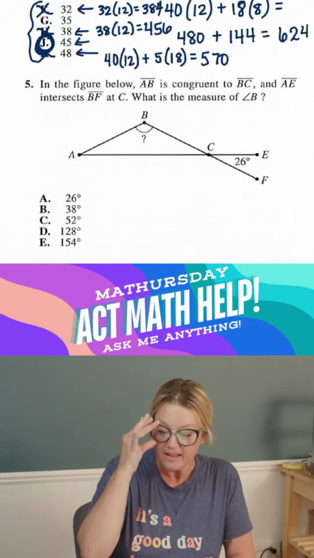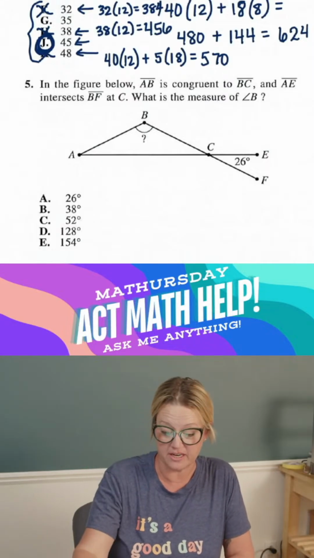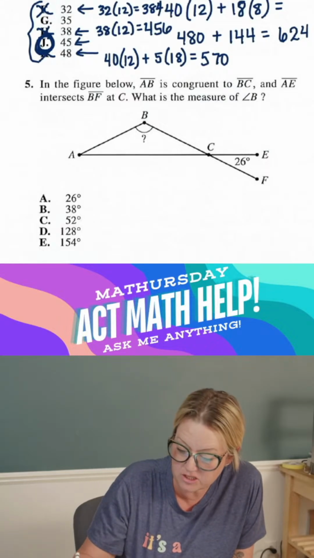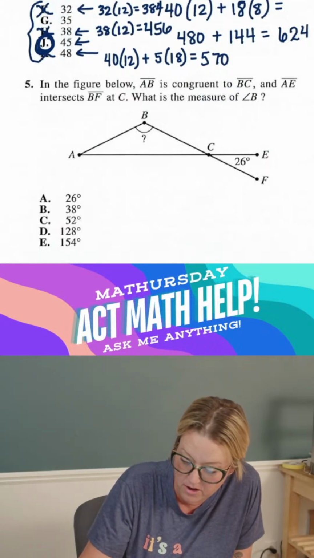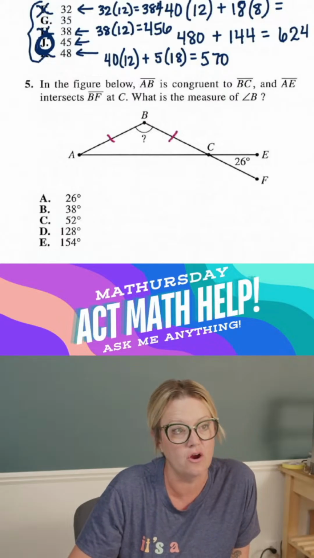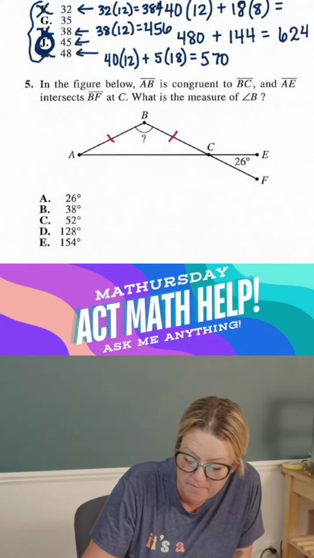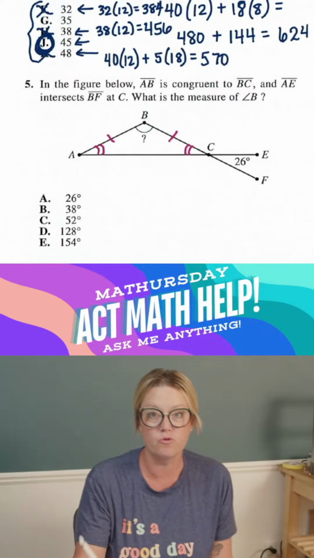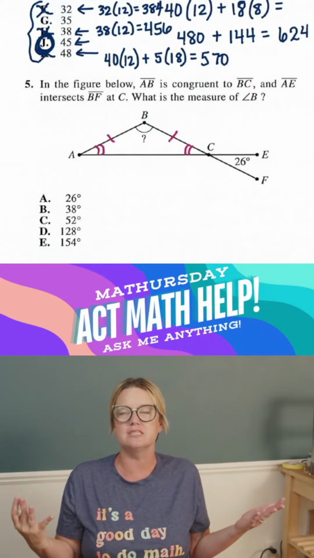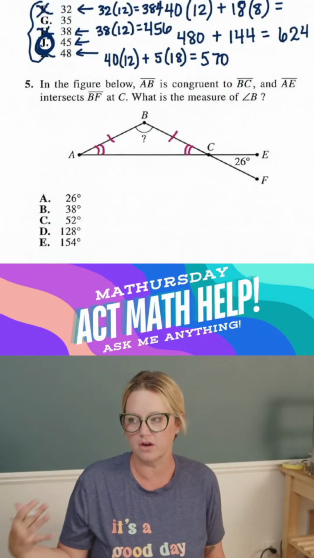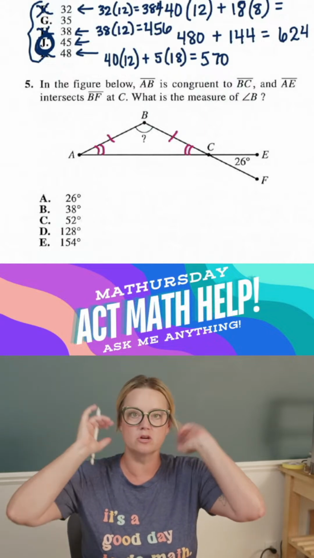All right. So there's some really good information in this description, right? In the figure below, AB is congruent to BC and AE intersects BF at C. So I'm going to go ahead and mark that these two sides are congruent. Now, if those two sides are congruent, then this angle and this angle are congruent also. Congruent is just the geometric term for equal. These corresponding parts are congruent.